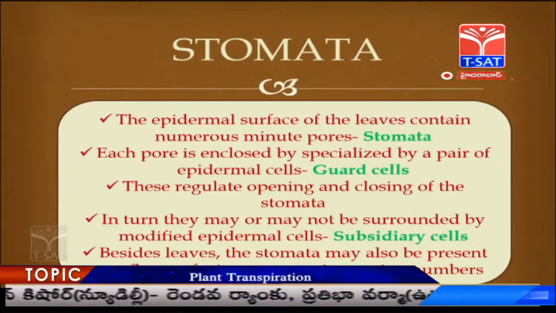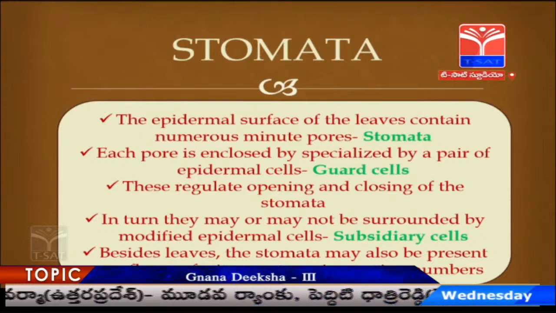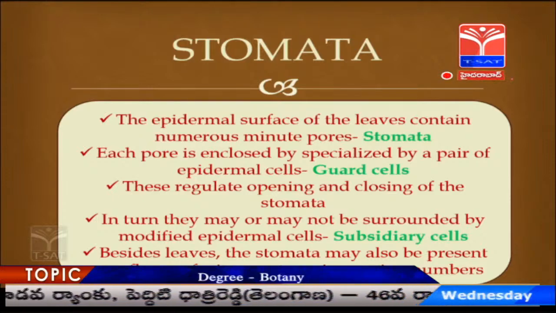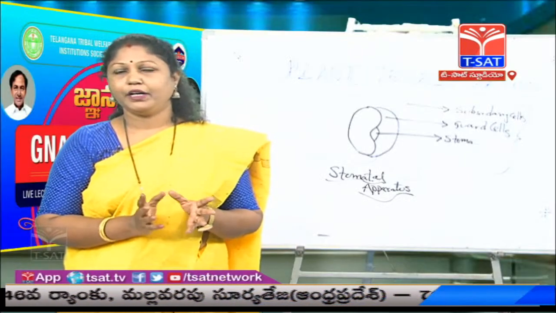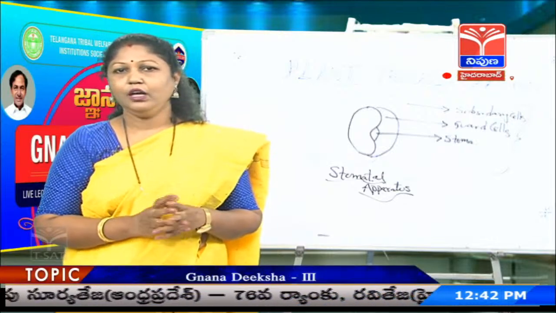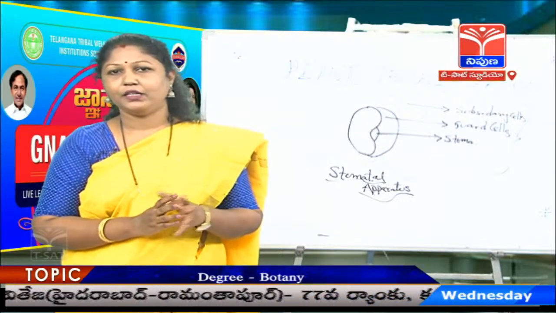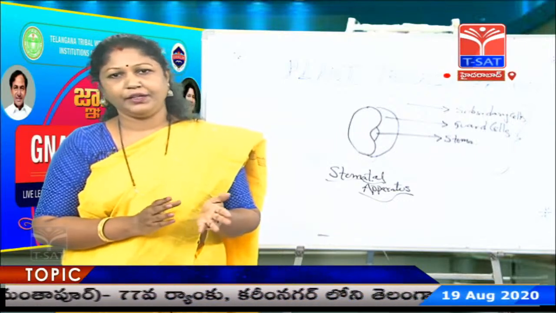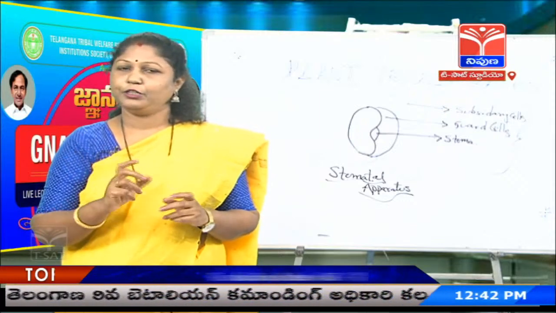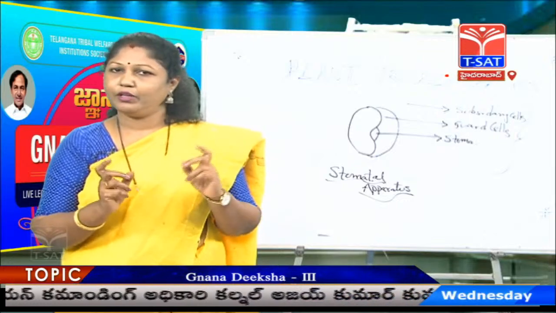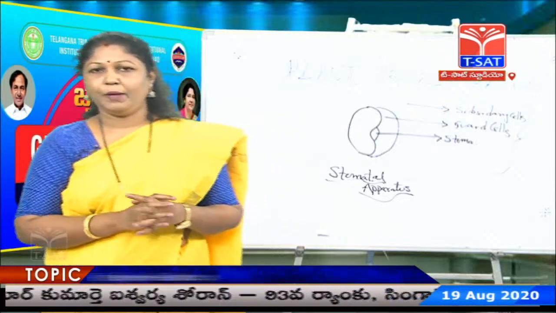Once again, these guard cells may or may not be surrounded by another form of specialized cells called subsidiary cells. In your anatomy classes, based upon the number of subsidiary cells, you might have studied different kinds of stomata: anisocytic, anomocytic, diacytic, paracytic, tetracytic, cyclocytic. These different types you might have studied based upon whether subsidiary cells are present or absent, and if present, how many there are. So, that is one part of the classification.